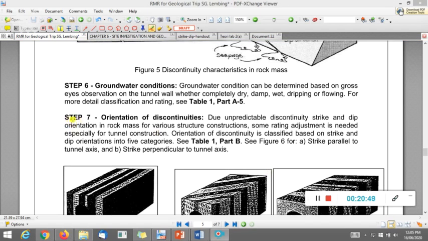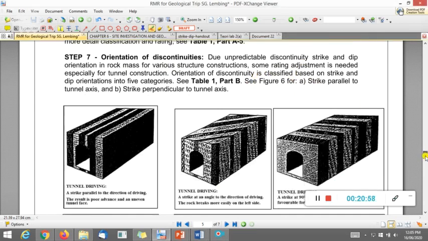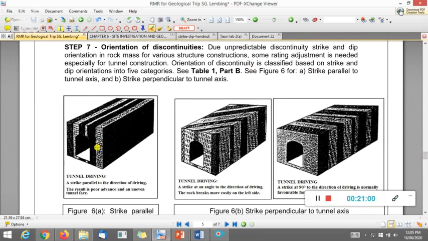Okay, then go to step 7, the orientation of discontinuities. This one needs you to check the strike and dip. So this is the tunnel case. For example, this is the case where the strike is parallel to the direction of driving. Driving here refers to, for example, the excavation work. You start your work here, meaning that this is the direction of driving, the direction of the excavation work.